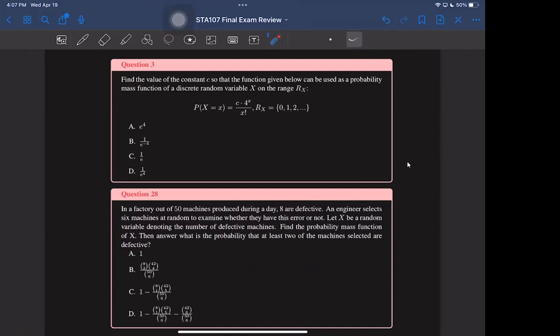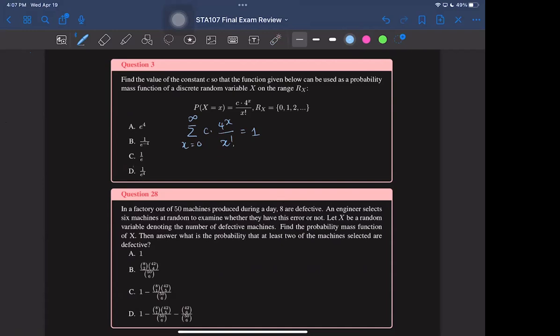Make sure that your calculation is correct. Let's wait for one more answer. Okay, I have most of you choose D.